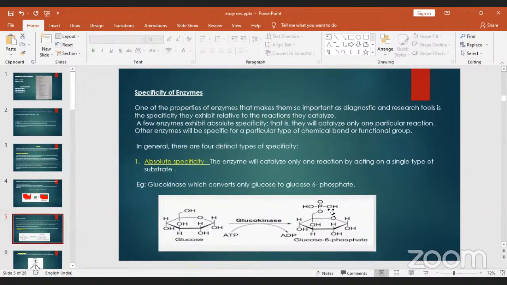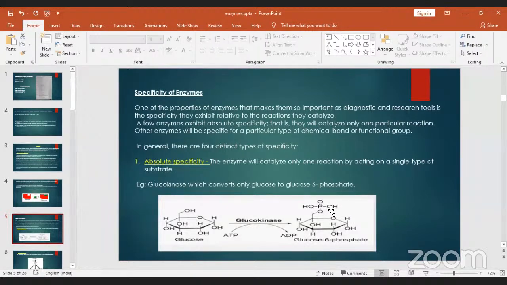The main important properties of enzymes: one is the catalytic property, and the next is specificity, and reversibility, thermolability, sensitivity to pH, and proteinaceous nature. These are the main properties of enzymes. Of these, one property that is given is specificity of enzymes.